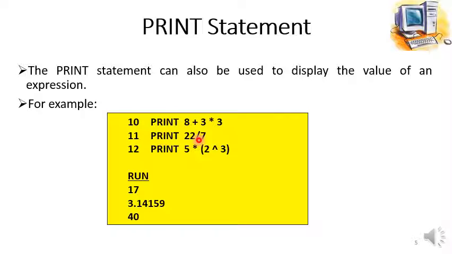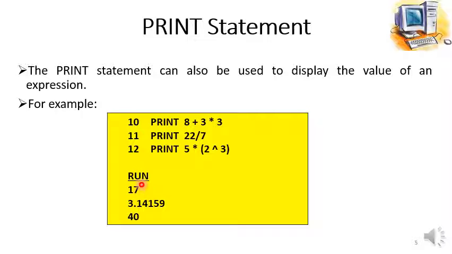In the second statement it is 22 divided by 7, and in the third it is written as 5 multiplied by 2 raised to the power 3, 2 power 3. This is the exponentiation operator, which means power. So when the first statement displays the result, before that it will evaluate this expression, which will be 3 multiplied by 3, that is 9, plus 8, it will give you 17.